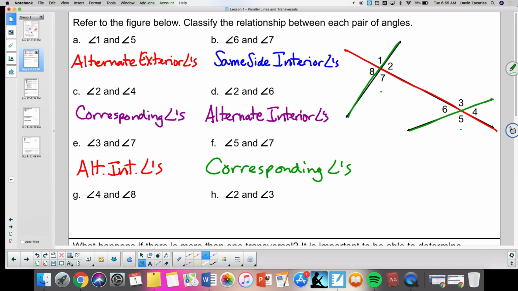And we have 4 and 8. So angle 4, angle 8. Notice those are on alternate sides of the transversal, but they're on the outside, or what we call exterior. So alternate exterior angles. And lastly, we have 2 and 3. So angle 2, angle 3. Those are going to be same side. And those are interior.